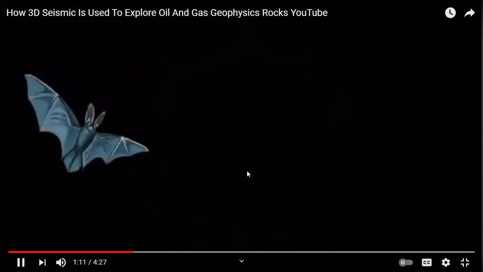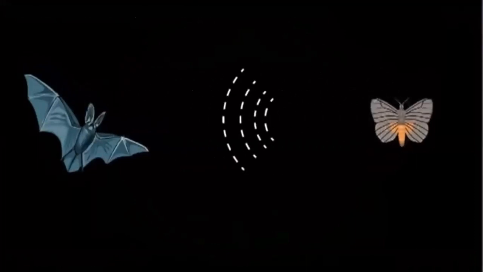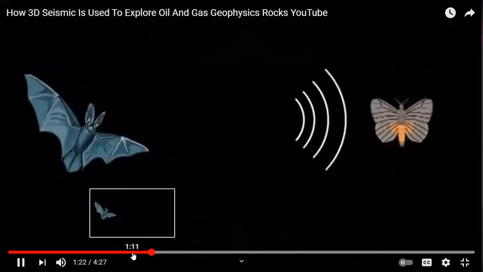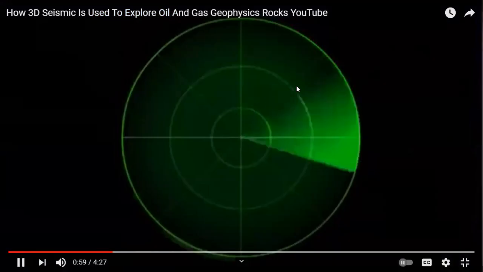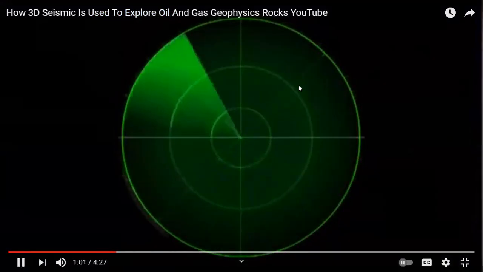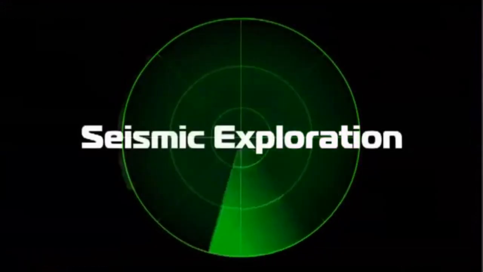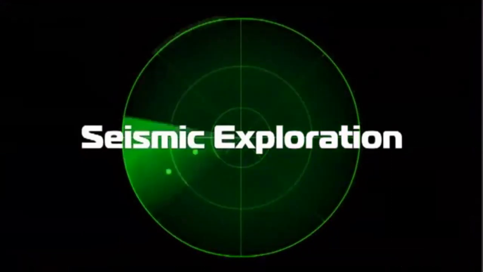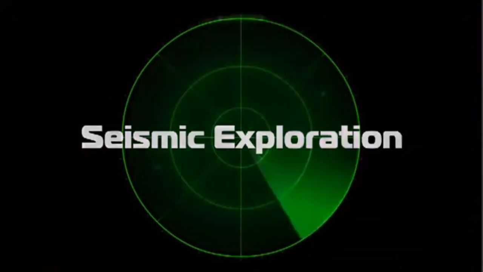It's complicated, so let's start with the analogy of bats. Bats can't see very well, so they send out little waves of sound that bounce off the objects and then come back. It's called sonar. Geoscientists have a secret weapon called seismic exploration, and it involves sending acoustic energy, which takes the form of waves, into the ground to create a picture beneath the surface.